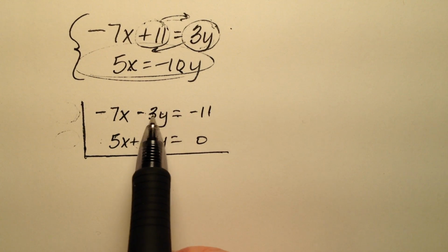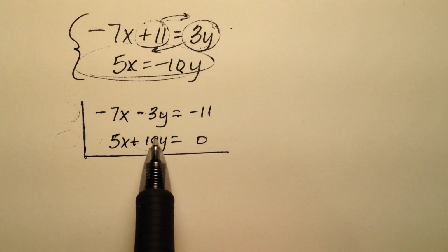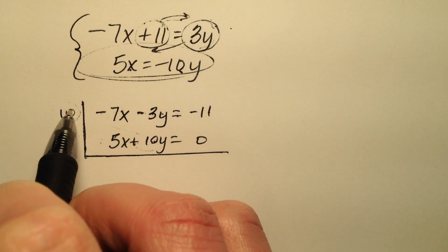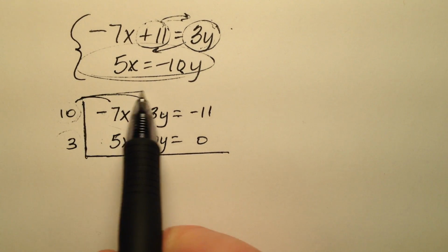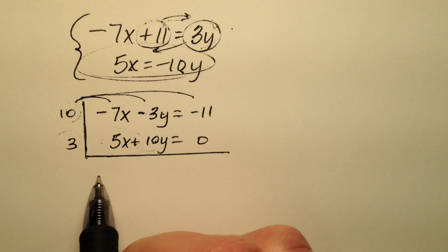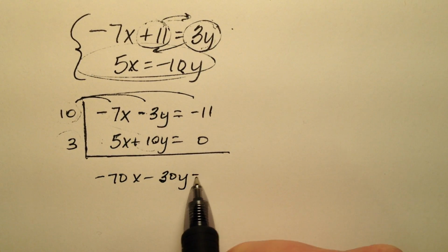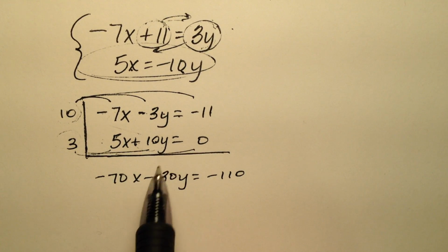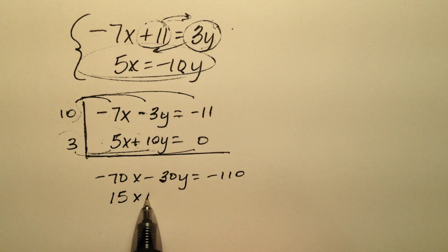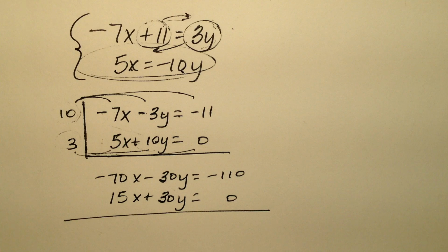So 3 and 10, so they have opposite signs already, negative and positive, so we're kind of good to go. So I'm going to bring this 10 up here, and this 3 down here, and I'm just going to go through and multiply. So 10 makes negative 70x minus 30y equals negative 110. And then the 3 comes through as 15x plus 30y equals 0.